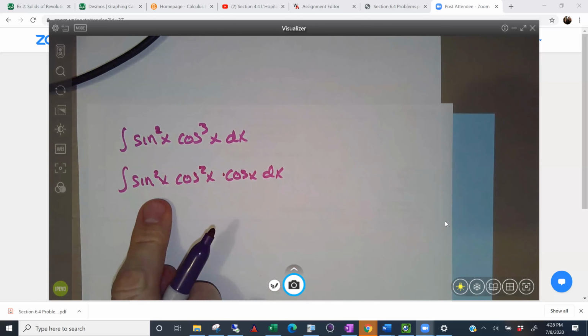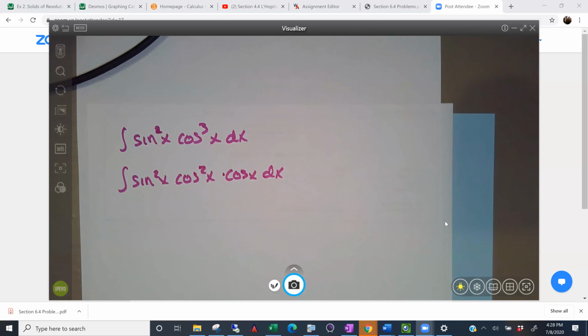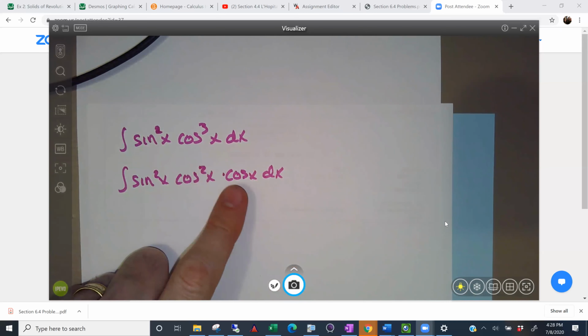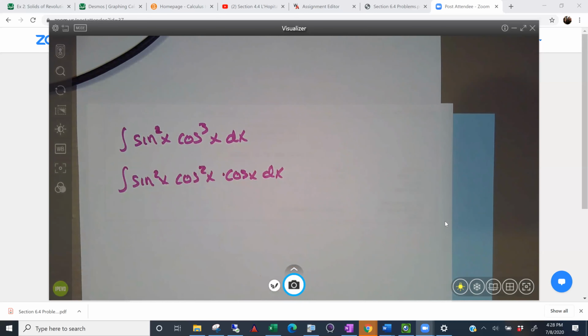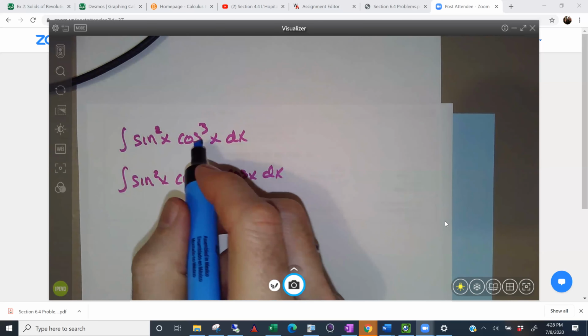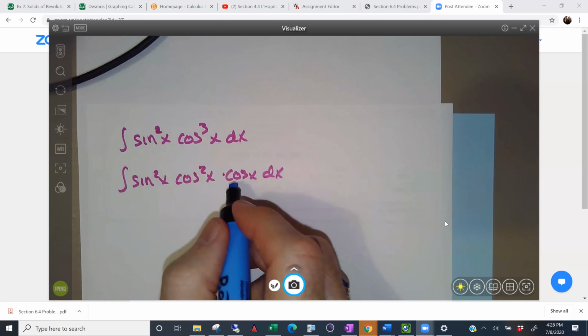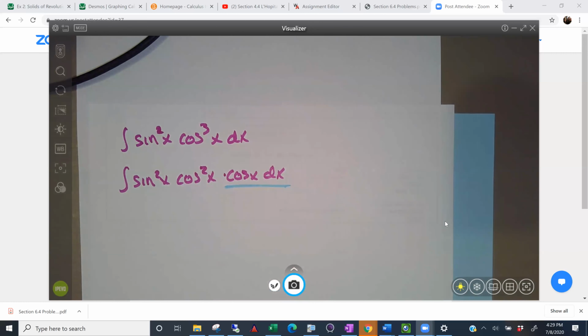And what I'm doing is anticipating an eventual u substitution. So cosine of x dx, I took that extra, because I had an odd term here, I took that extra cosine and I'm leaving it off there to be part of my du substitution.